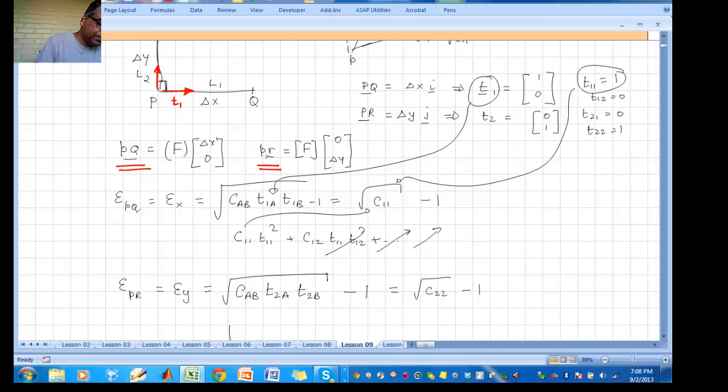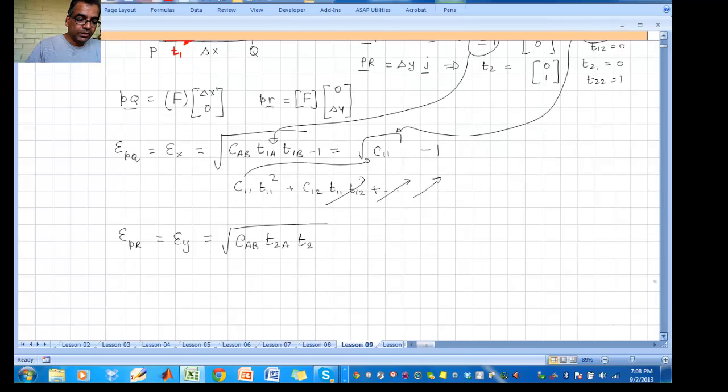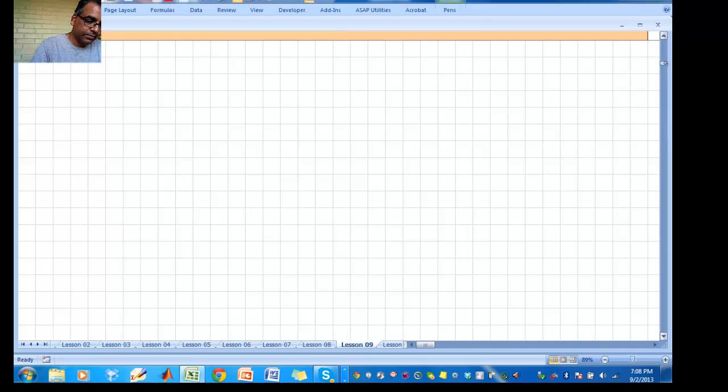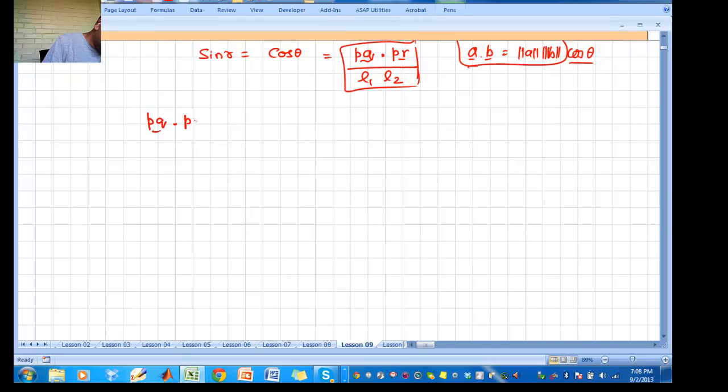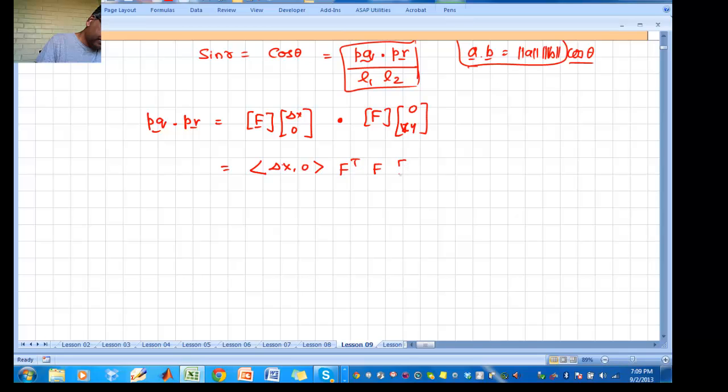PR is here. PQ is F times delta x 0, PR is F times 0 delta y. If you compute that, PQ dotted with PR equals F times delta x 0 dotted with F times 0 delta y, which is equal to delta x comma 0 F transpose F 0 delta y. Hey, this is our familiar C matrix. I told you, C has all the information. So remember that, okay? The C matrix is F transpose F, has everything you need. You just have to extract it from it. It's a little bit difficult. Okay, so PQ dotted with PR is that.